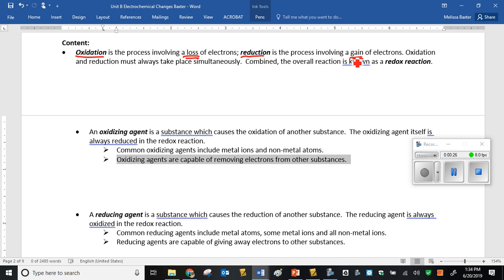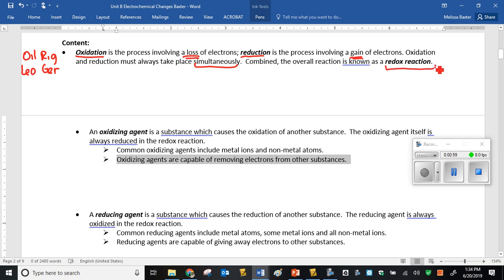So maybe you liked OIL RIG, maybe you liked Leo the lion says GER. OIL RIG: oxidation is loss, reduction is gain of electrons. Whatever you're going to use, you should have some way to remind yourself of this. They take place simultaneously, at the same time, which means if something lost electrons, something else has to gain them. They have to go somewhere. So it's a redox reaction.